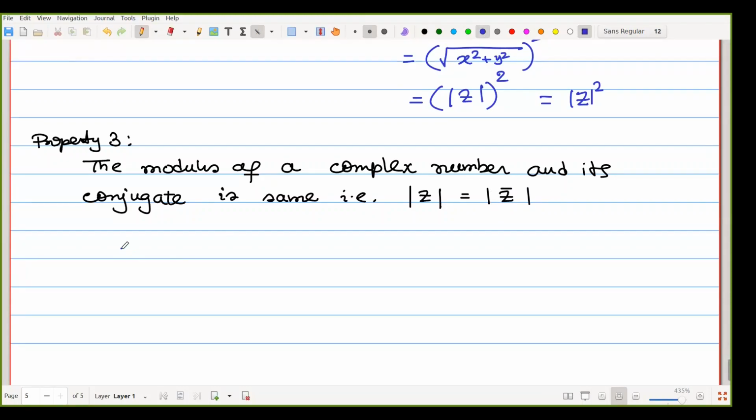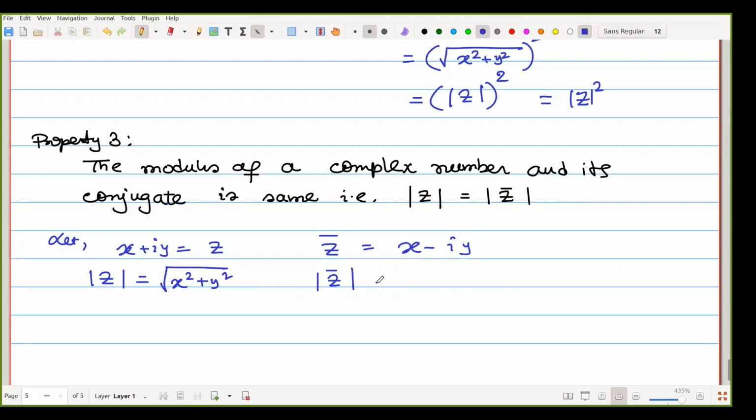Already that has been proved in some problems, but once again, let x plus iy be equal to z. Hence, z bar or conjugate of z is equal to x minus iy. So if we want to find the modulus of z, that gives us square root of x square plus y square, and also the modulus of z bar gives us square root of x square plus y square. So simply it gives us mod of z is equal to mod of z bar.